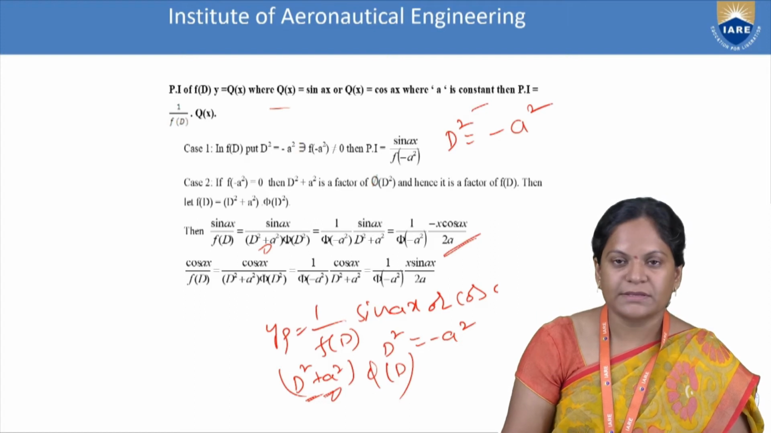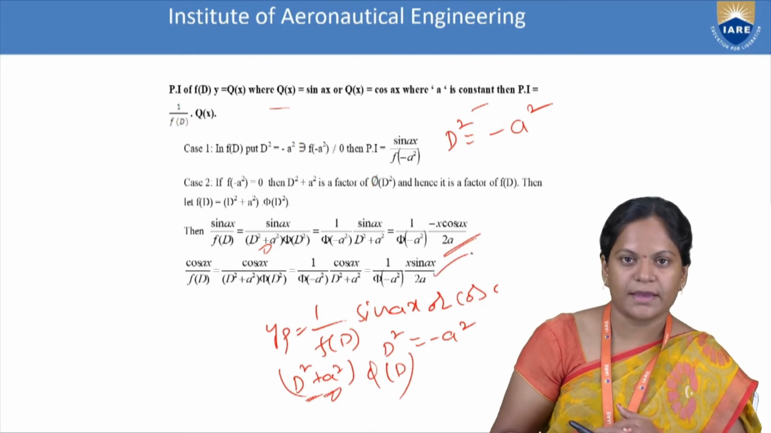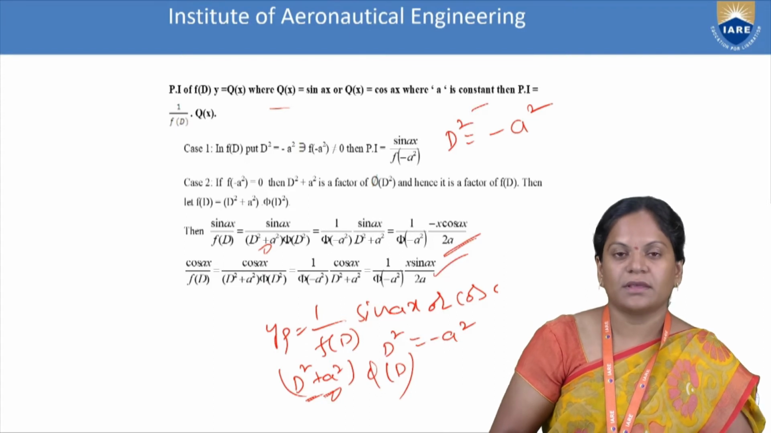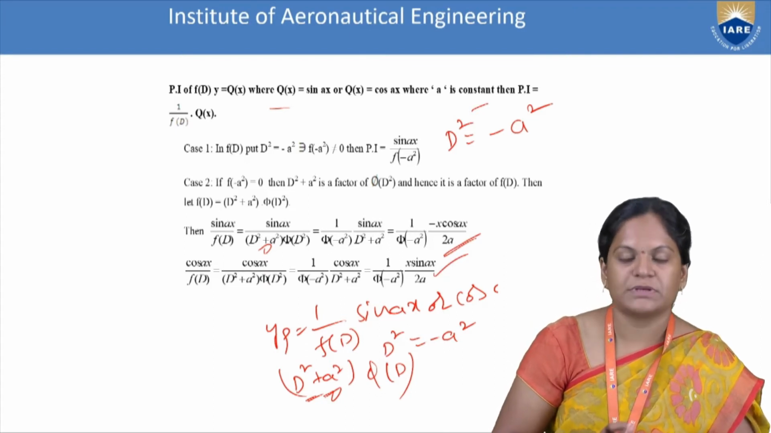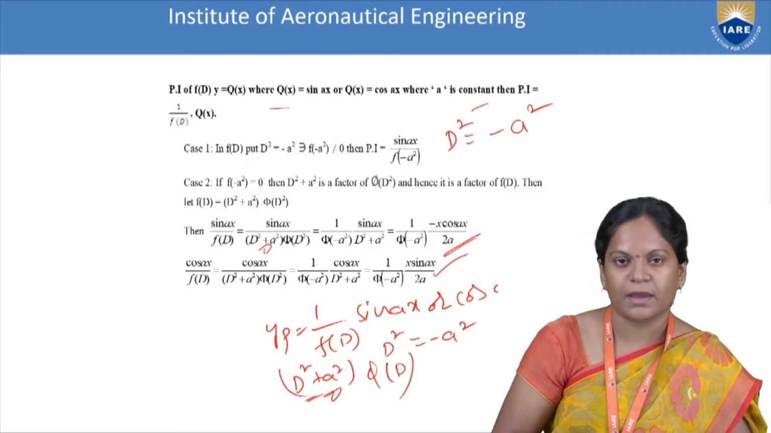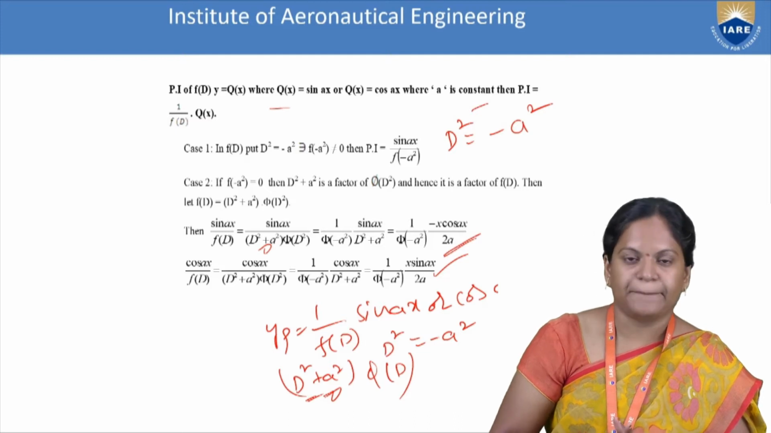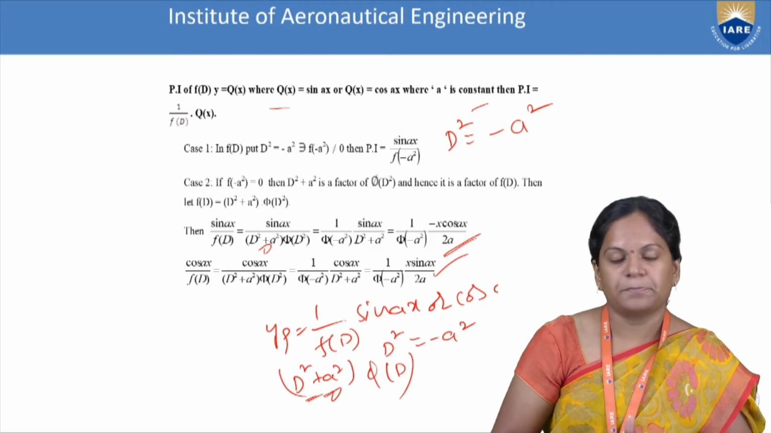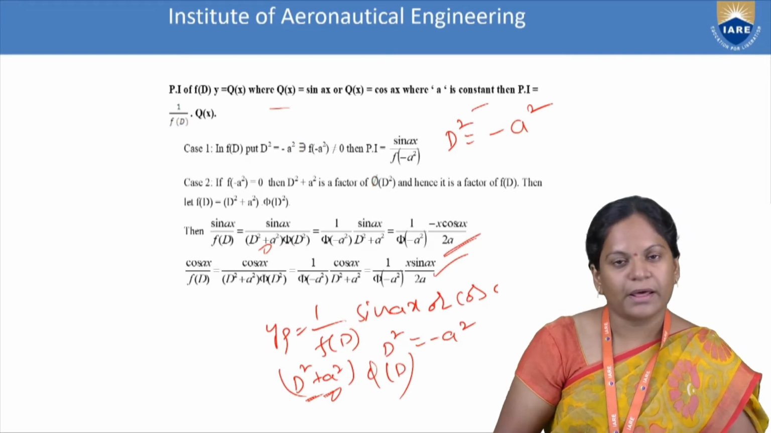Suppose in place of sin ax we have cos ax by f of d, we have x by 2a sin ax. This is case 2. Case 1 is nothing but substitute whatever it is in the denominator. In place of d square we place minus a square. If it is not equal to 0, we have to proceed the same. And in case 2, if the denominator value is equal to 0, then we have direct formulas.